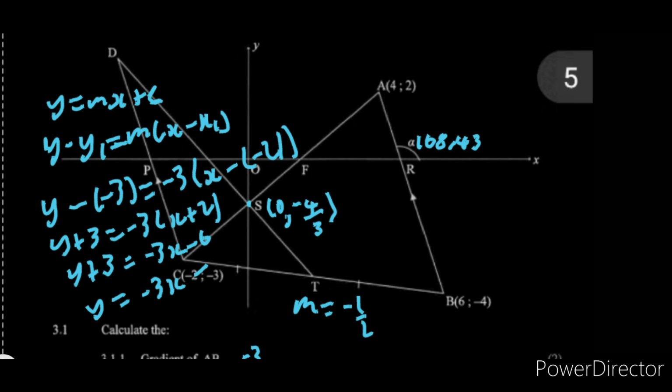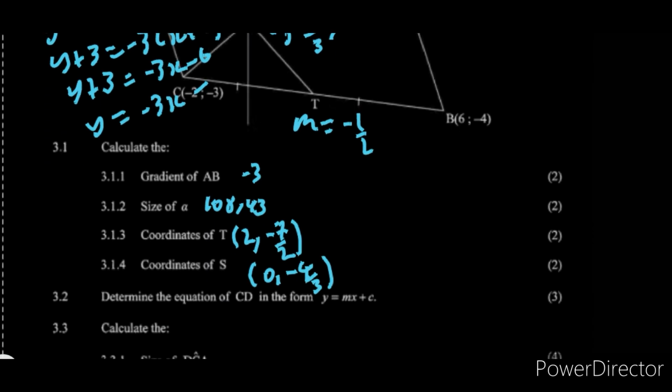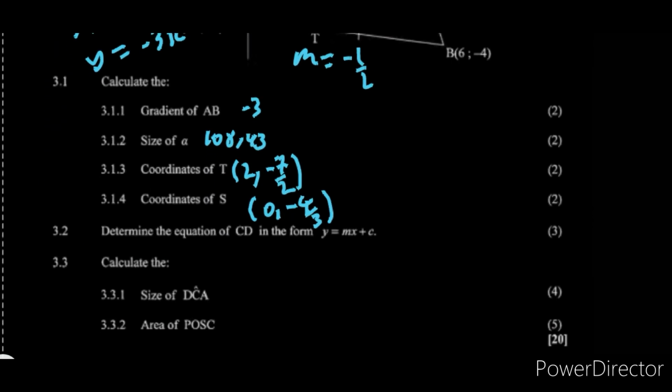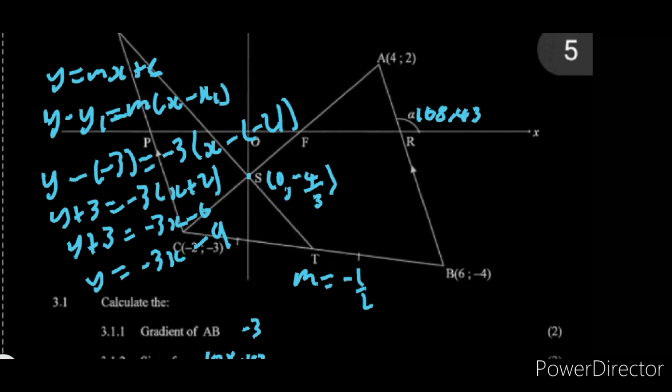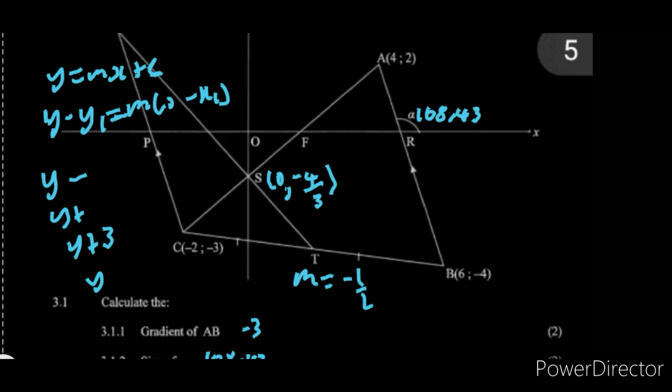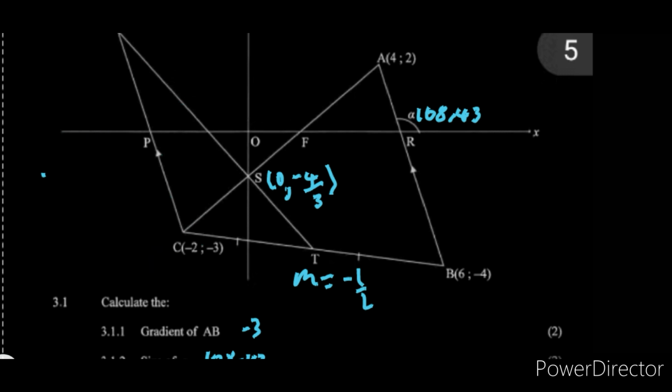So that's what we have. It's -9, so -3x minus 9. So we found it: y equals -3x minus 9. We wrote it in the form of mx plus c. Alright, let's answer the next question. But just before we answer the next question, let me just erase what is unnecessary so far. So this is what we have.